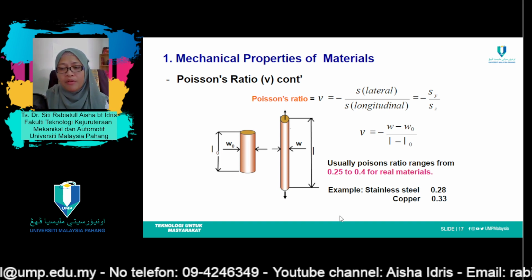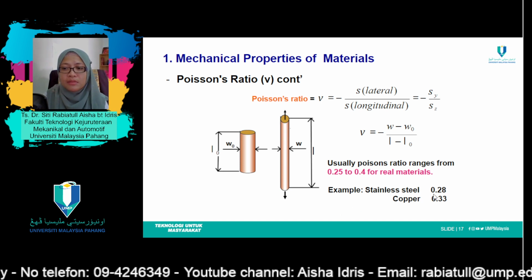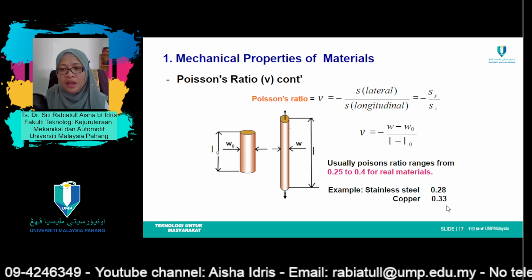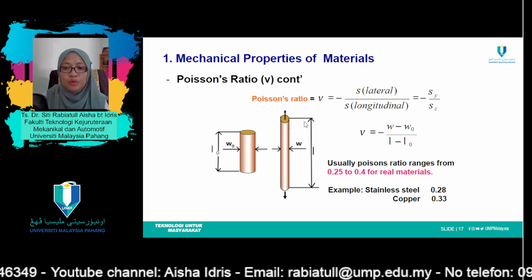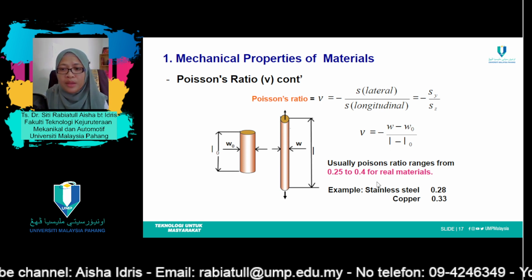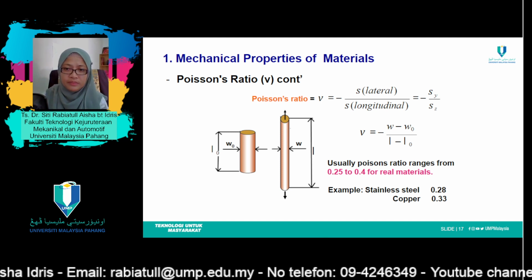An example of the value for Poisson ratio in stainless steel is normally 0.28, whereas for copper it is 0.33. And again, this is the formula on how to calculate the Poisson ratio with its normal range of values for materials.